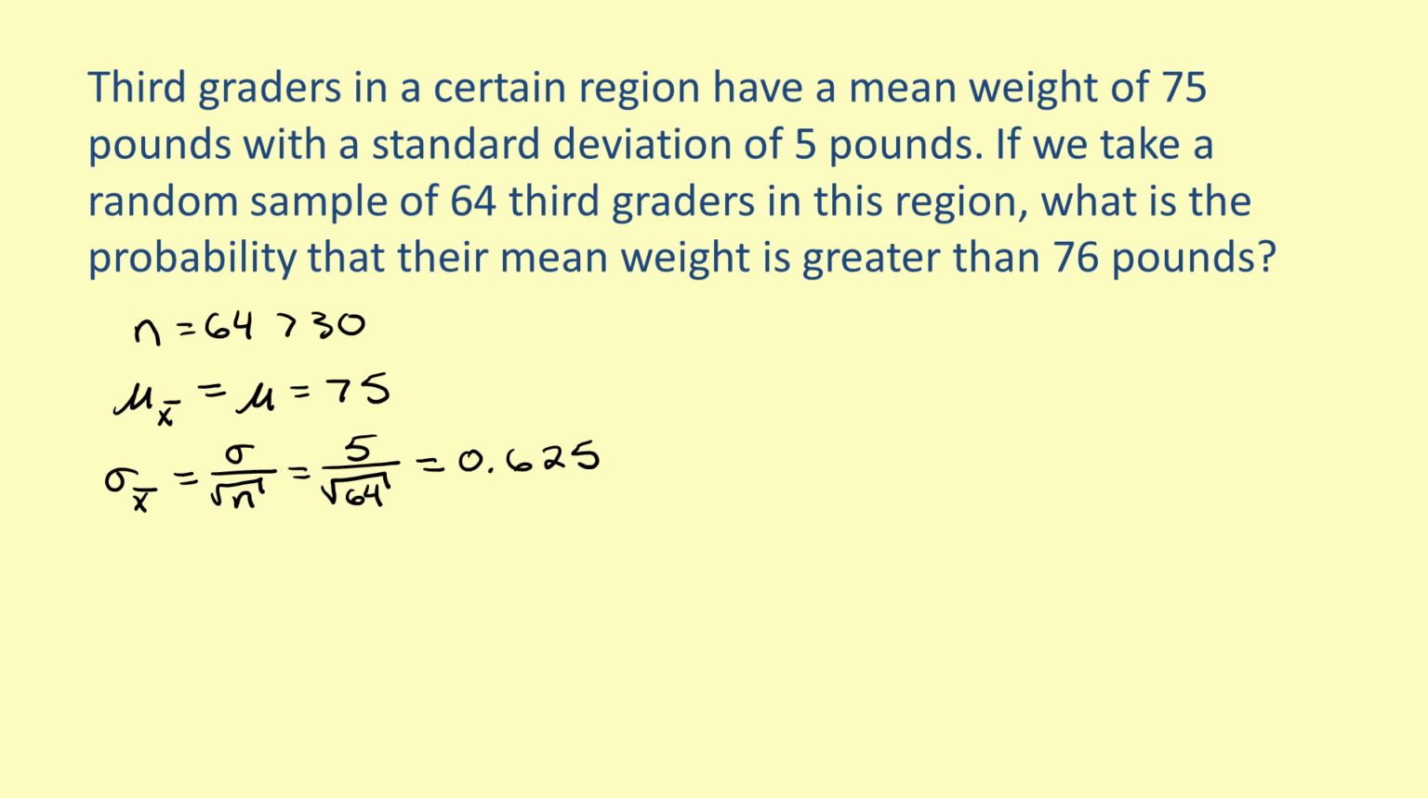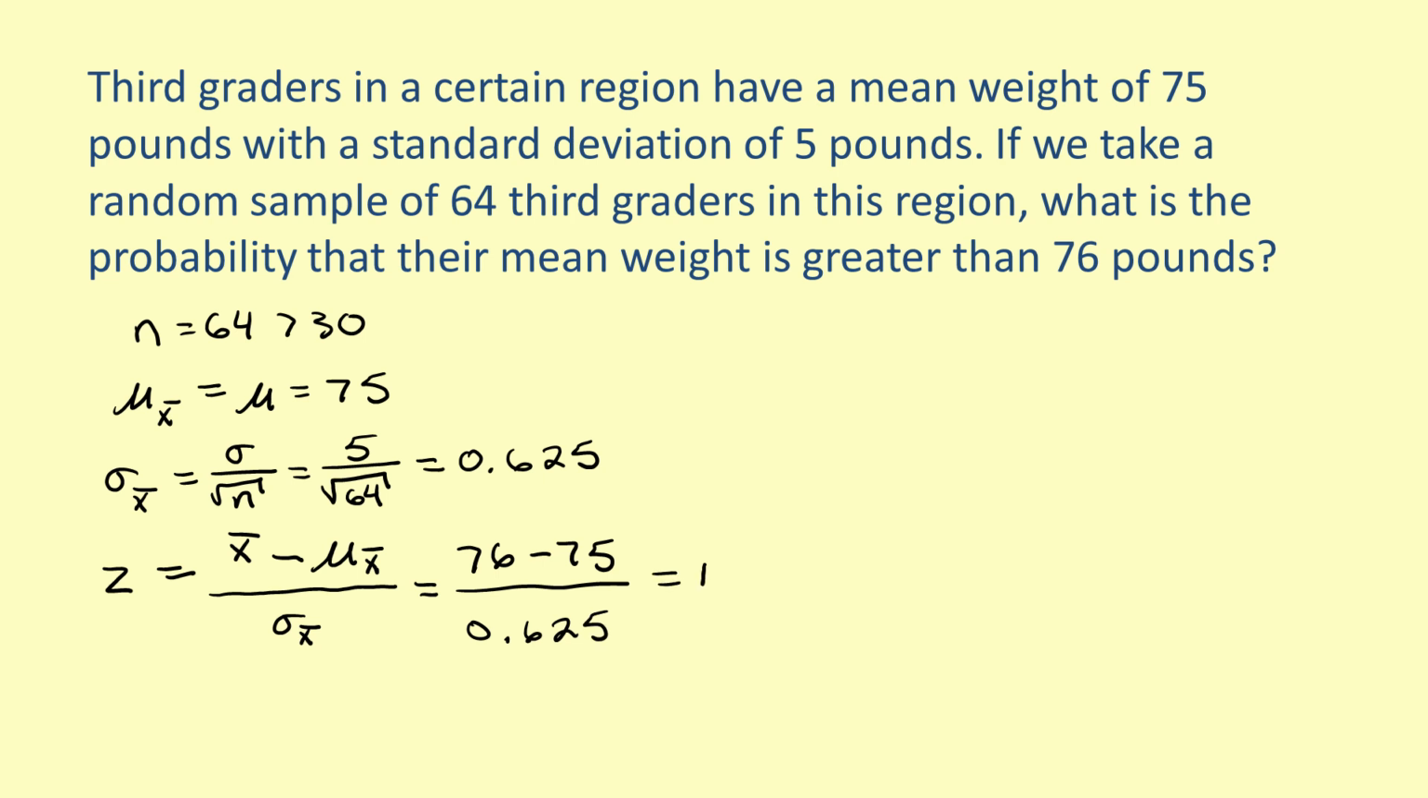Now that we have the mean and the standard deviation of our distribution, we can calculate a z-score corresponding to our sample mean. The z-score will be equal to our sample mean of interest minus the mean of our sampling distribution divided by the standard deviation of the sampling distribution. Since we're interested in the probability that the sample mean is greater than 76, we'll use 76 for the sample mean. Substituting the values we already calculated, we get 76 minus 75 divided by 0.625, which equals 1.6.